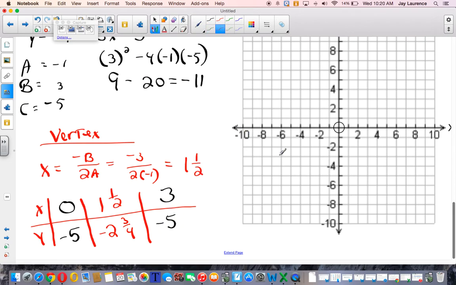All right, so 1.5, -2 3/4, 1, 2, 3, maybe right about there. 0 is at -5, and 3 is at -5 as well. All right, and so my parabola will do this. Okay, my vertex is this point. My axis of symmetry is x equals 1.5.